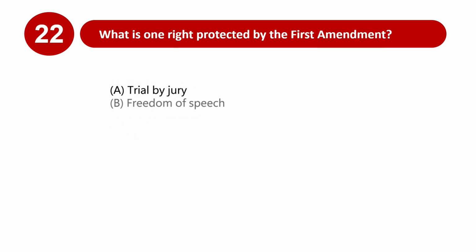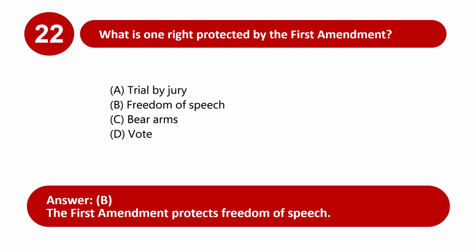What is one right protected by the First Amendment? A. Trial by jury. B. Freedom of speech. C. Bear arms. D. Vote. Answer B. The First Amendment protects freedom of speech.